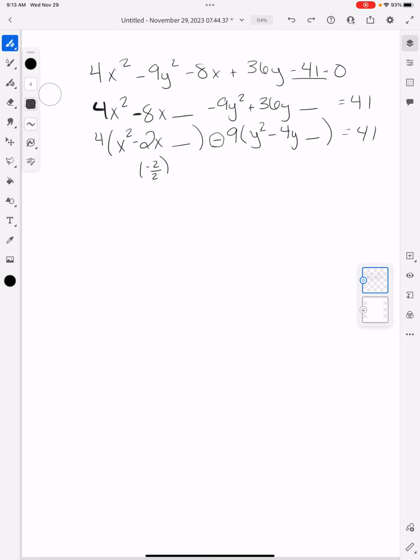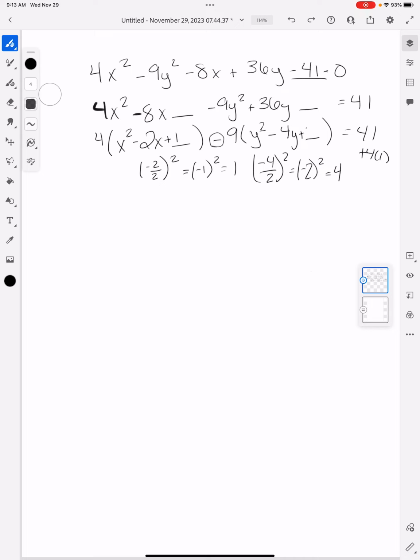Negative 2 divided by 2 squared, which is negative 1 squared, which is 1. So I'm going to add 1 to this side, and I'm going to add 4 times 1 to this side. Now, on this one, I have negative 4 divided by 2. And I explained this a little more in depth in the circle and the ellipse videos. So you may want to go back and revisit those.